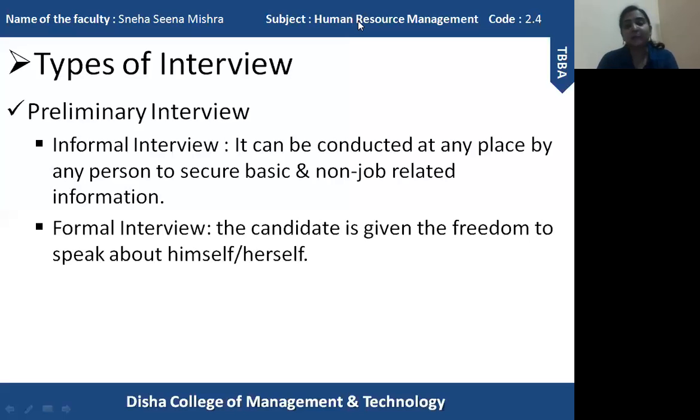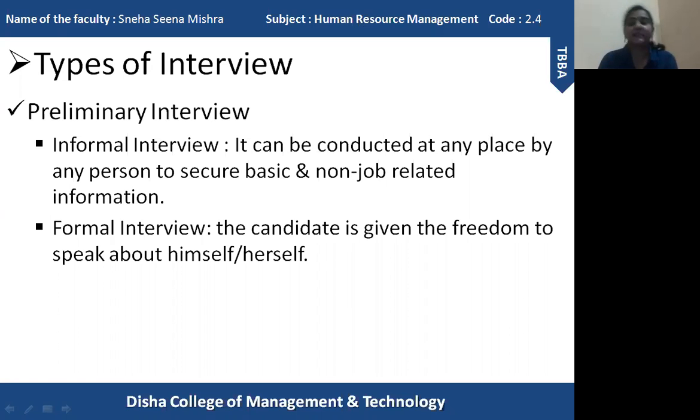Okay. The next type of preliminary interview is the formal interview. Under this interview, the candidate is given the freedom to speak about himself or herself, about likes and dislikes, interests, hobbies, and what they expect from the organization in terms of salary and other aspects. They are given the freedom to speak about the level of knowledge they have, their studies, the knowledge related to any kind of job, their education subjects. And they can also speak about their interests, expectations, and various other things, aspirations.